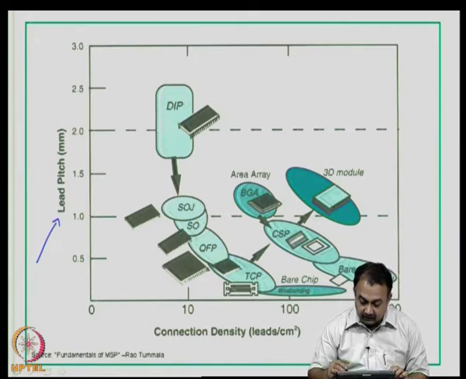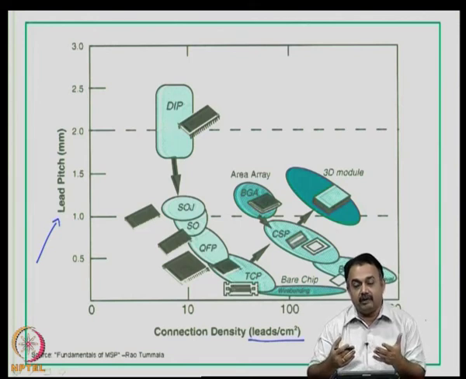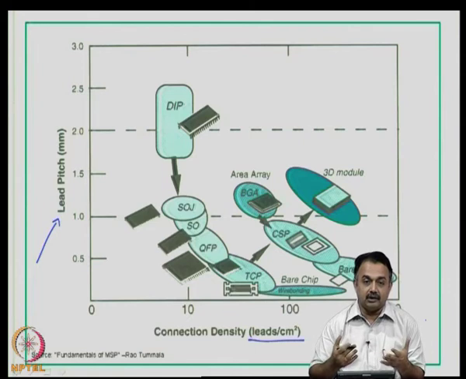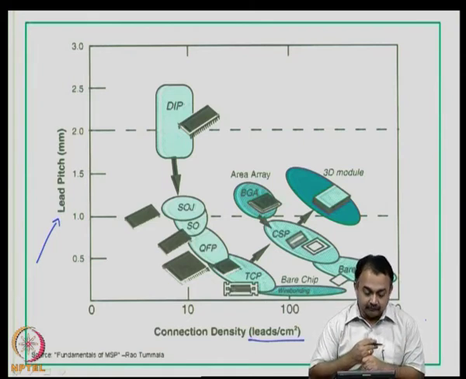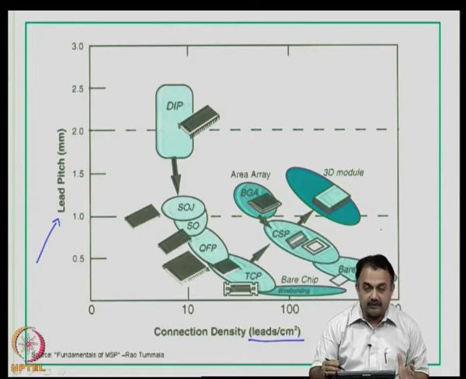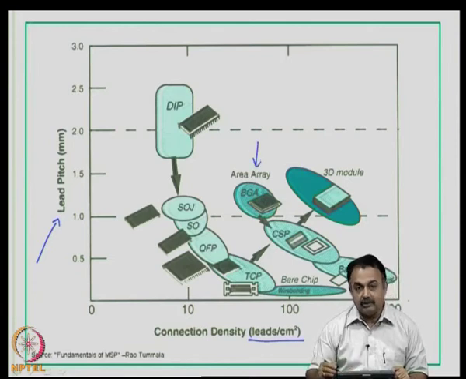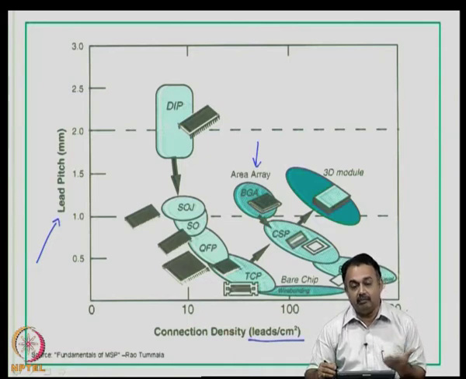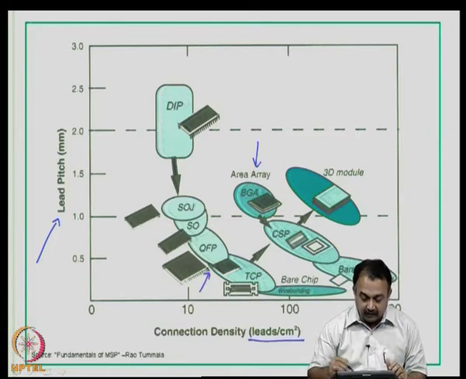Second, connection density, that is the number of leads per centimeter squared when you actually mount them or design them to be mounted onto a system level printed wiring board. So, you have the DIP package, where the lead pitch is very large, therefore the connection density is lower, compared to a ball grid array, where the lead pitch can be as low as 0.5 mm. Therefore, when you use area array packages replacing DIP packages or a QFP package, you get an increase in the connection density.